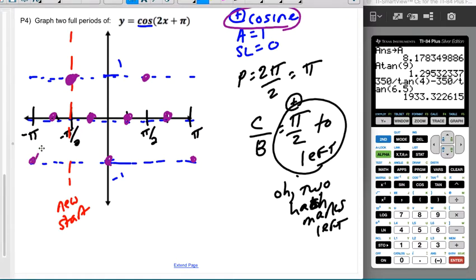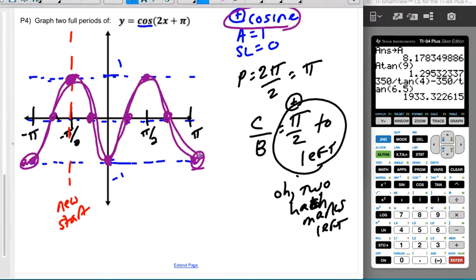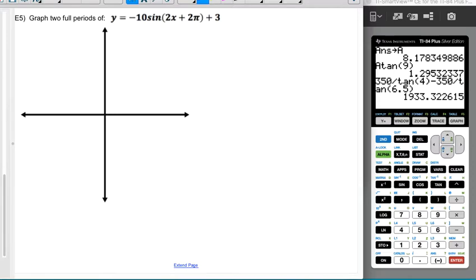And notice that this is still 2 full periods. It's just shifted off to the side. So I should still start and end at the same location, right? I started and ended at the bottom, right? And that shows that I have 2 full periods. You can see this is 1 period and this is the other, okay? We're going to do 2 more, and then that'll be the end of this section.